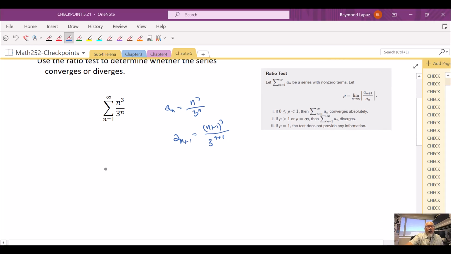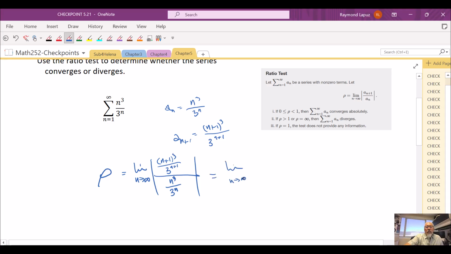And when we have these fractions and you're doing the ratio test, this is going to be your limit. They call it rho here, which is the Greek letter for r. We're going to take the limit as n goes off to infinity of n plus 1 to the third divided by 3 to the n plus 1 power, and that whole thing is divided by n to the third divided by 3 to the nth power. This is a 3, this is an n, and we want the absolute value of that.